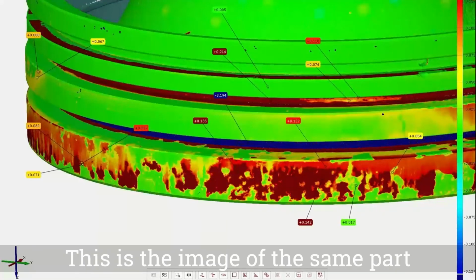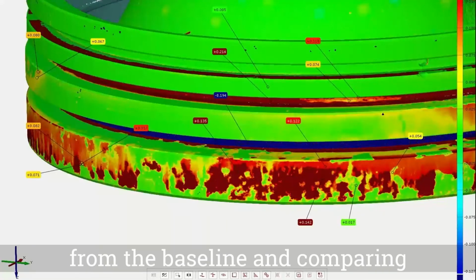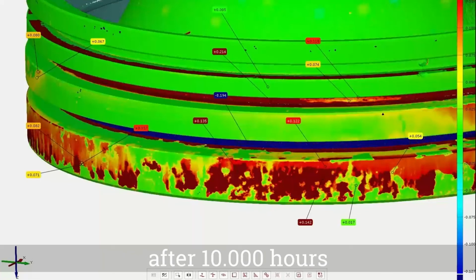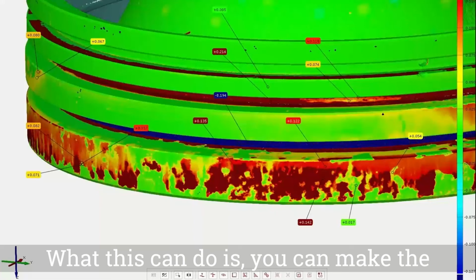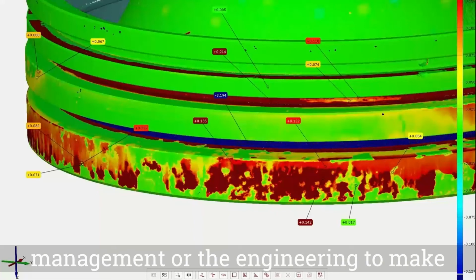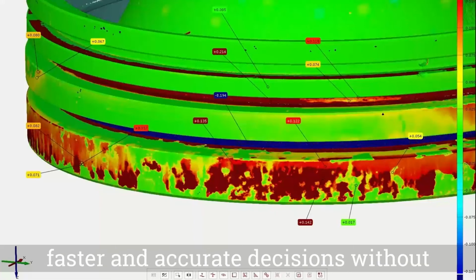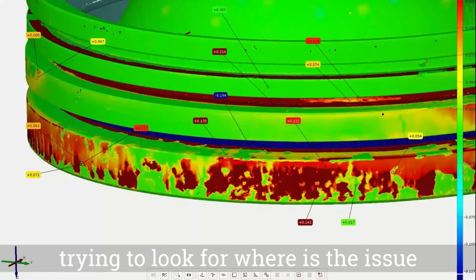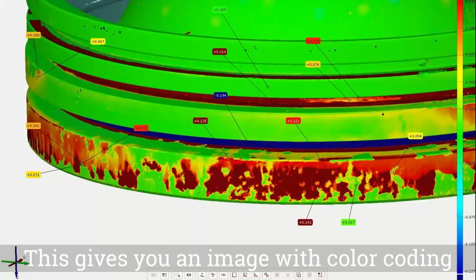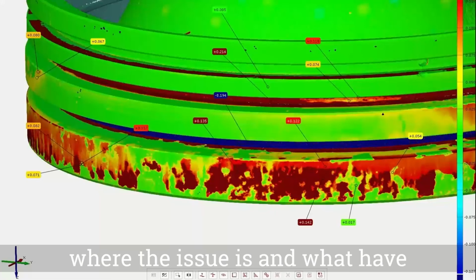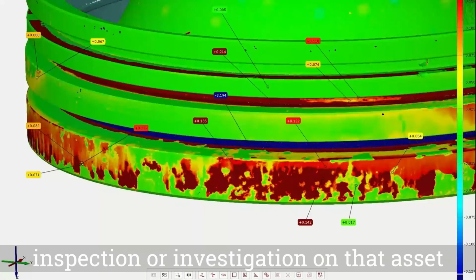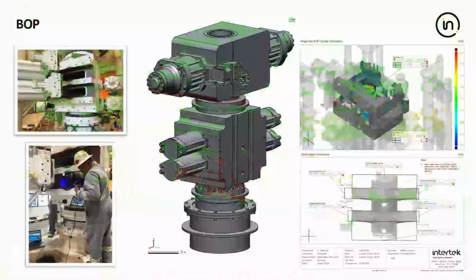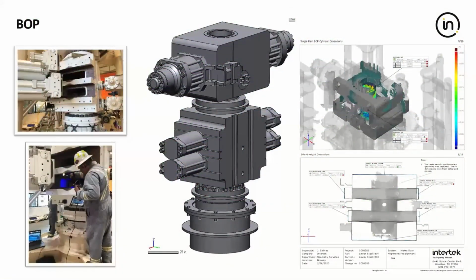This is the image of the same part from the baseline compared to what had happened with that part after 10,000 hours. What this can do is you can make the management or the engineering make fast and accurate decisions without trying to look for where the issue is. This gives you an image with the color coding where the issue is and what has happened. And you can pinpoint them and get an inspection or investigation on that asset.